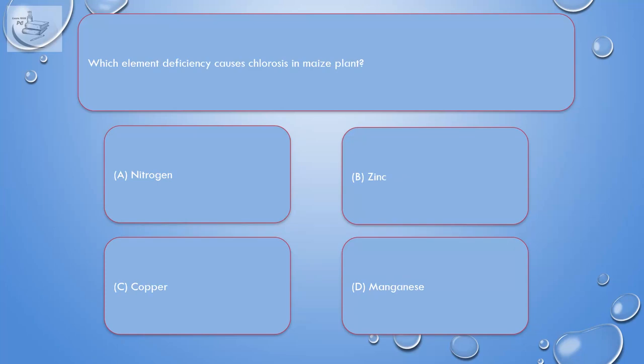Question: which element deficiency causes chlorosis in maize plant? A. Nitrogen. B. Zinc. C. Copper. D. Manganese. Correct answer is B. Zinc.